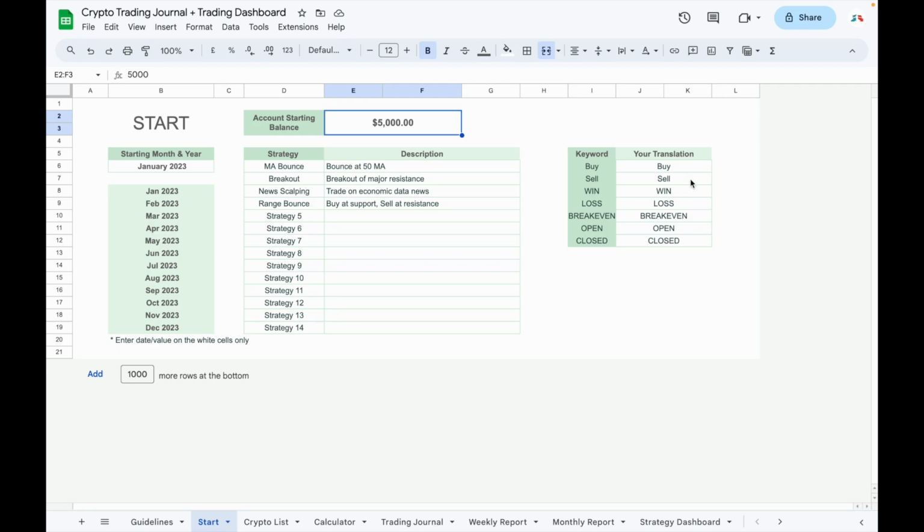If English is not your primary language, you can change some of the keywords in this journal to your language by replacing the words in the white cell. Once you have finished setting up your journal, you can start inputting the trading data.